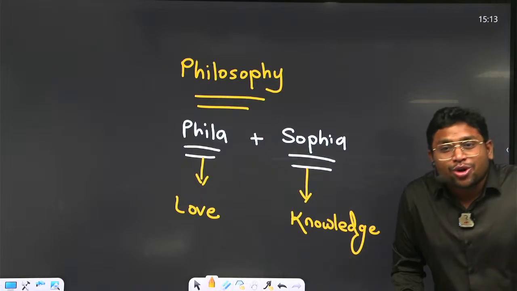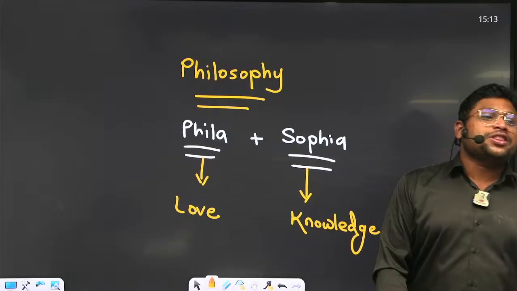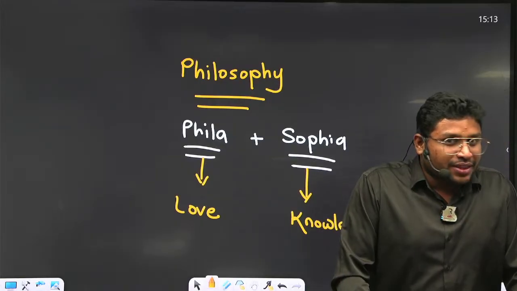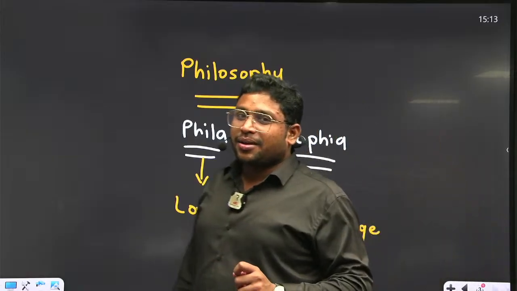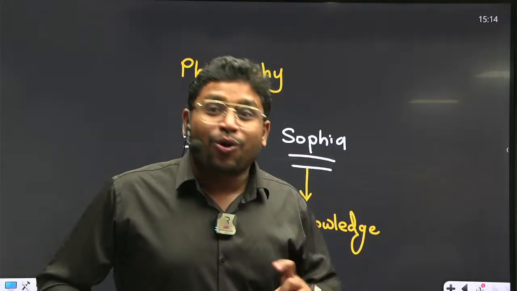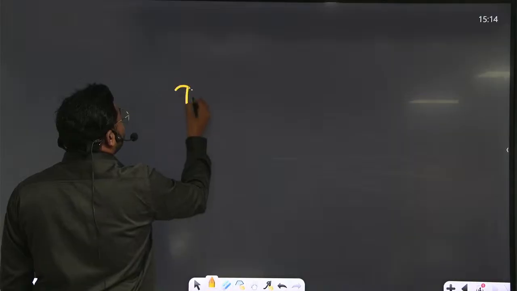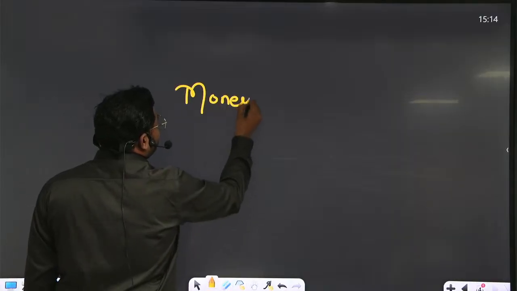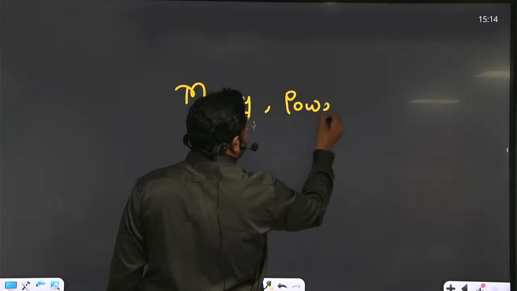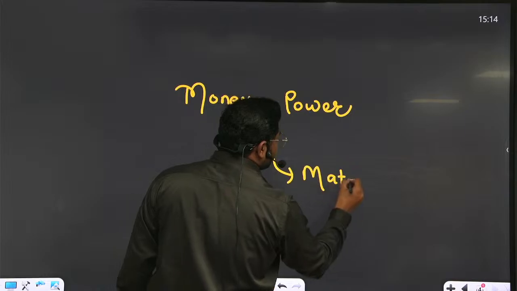So who will be a philosopher? Who loves knowledge. A person who is in love with knowledge can be called a philosopher. Now why are we using this term? Because normally people don't have love for knowledge. What do people have love for? Instant gratification, very good. Money, power, or can I say materialistic things.